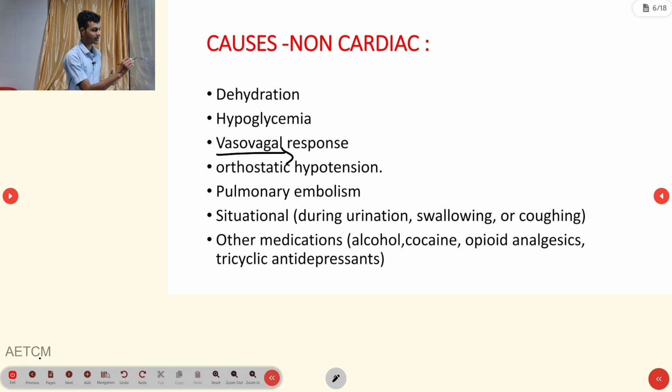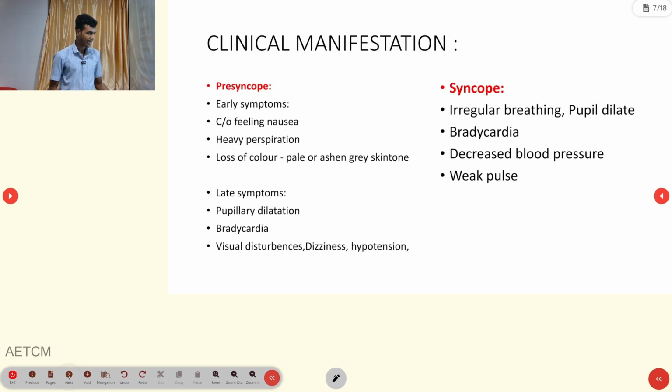What happens in situational syncope is that there is increased intrathoracic and intra-abdominal pressure. Because of the increased intrathoracic pressure, venous return reduces. Input reduced means output, the cardiac output, also reduces. That is the situation. Other causes are medications like alcohol, cocaine, opioid analgesics, and tricyclic antidepressants.